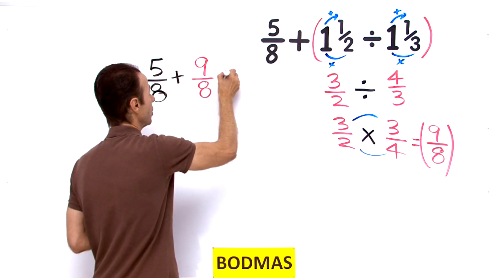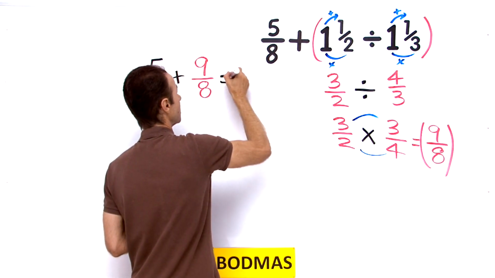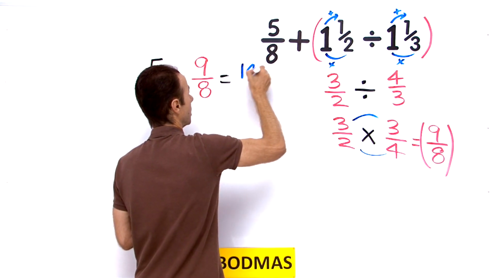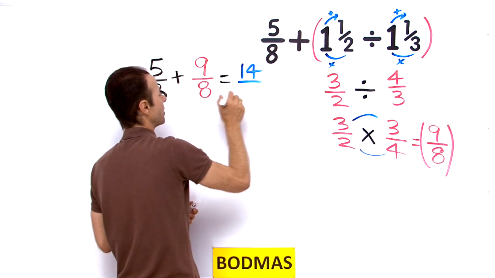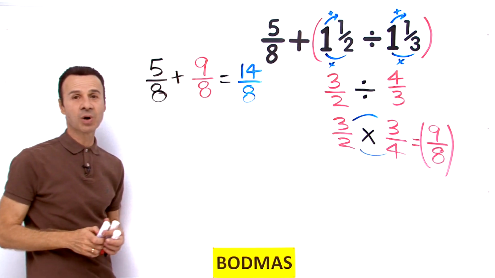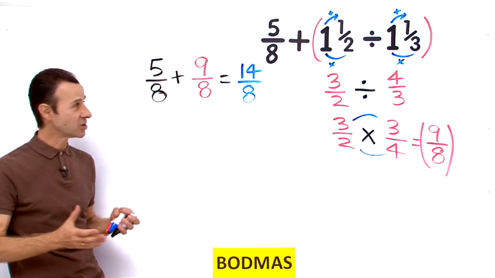So that's going to equal what? 5 plus 9 is going to give us 14, isn't it? So that's going to be 14 all over 8. That stays the same. 14 over 8. Now that is improper. Let's change it into a proper fraction. Let's change it into a mixed number.